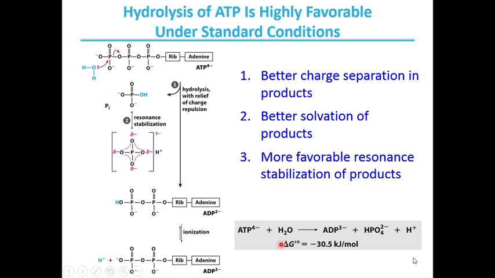Now, the free energy change for ATP hydrolysis is minus 30.5 kilojoules per mole under standard conditions. But the actual free energy of hydrolysis, which is the delta G of ATP in living cells, is very different. And that depends on the cellular concentrations of ATP, ADP, and phosphate, which is present as just phosphate.